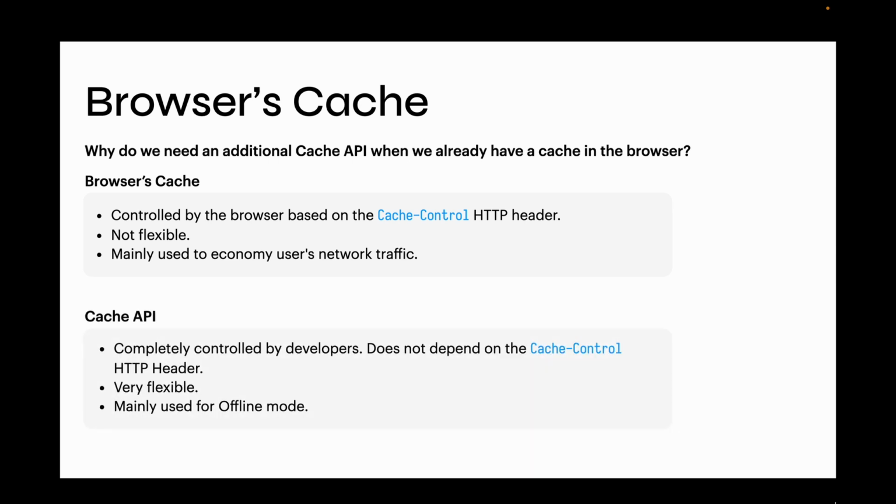Cache API is controlled by developers. It is not dependent on the cache control HTTP header. It's very flexible, allows manual data writing, and it's primarily used for offline accessibility and resource reusing.